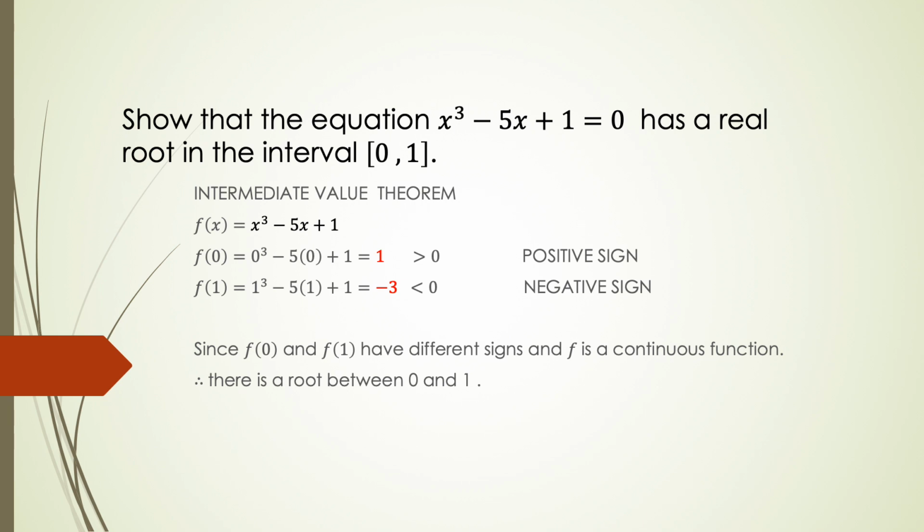Then I substitute the value 0 to get the value for f of 0 equal to 1. This is a value greater than 0, so there's a positive sign. Then I substitute x equal to 1. For f of 1, I get the value negative 3. It's less than 0, so it's a negative sign. So since we know f of 0 and f of 1 have different signs and f is a continuous function, there is a root between 0 and 1.